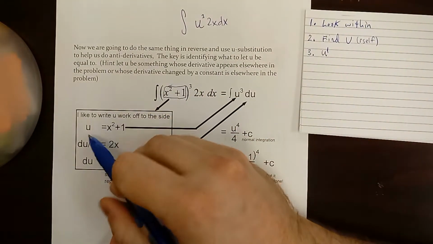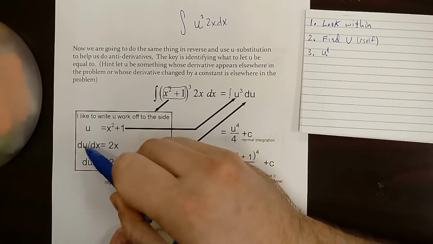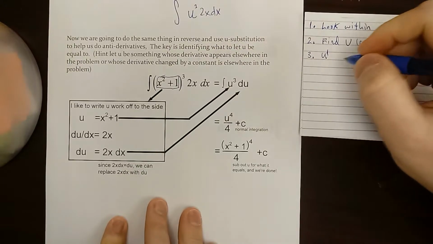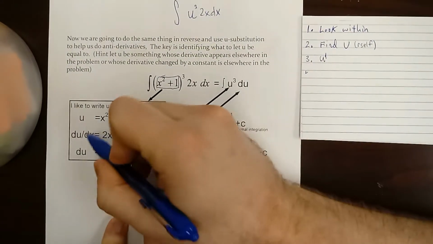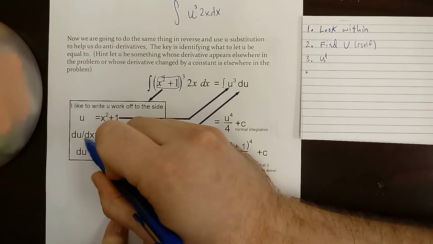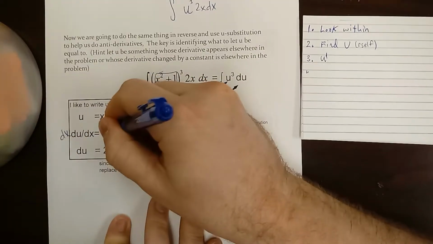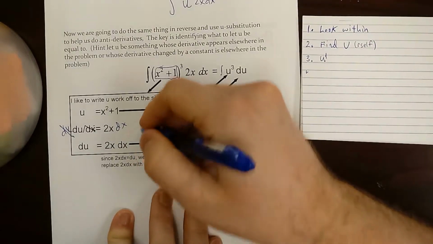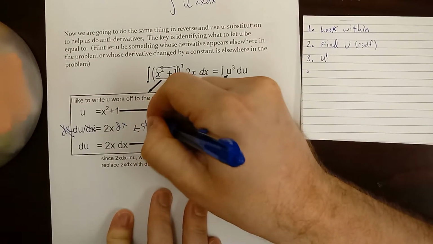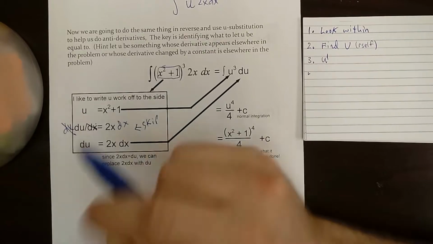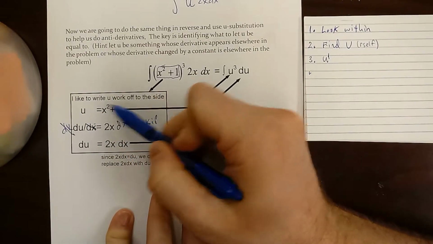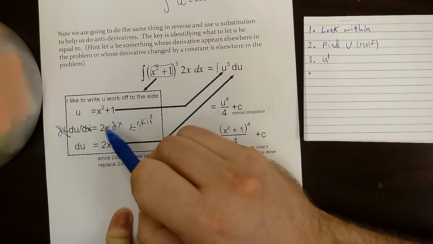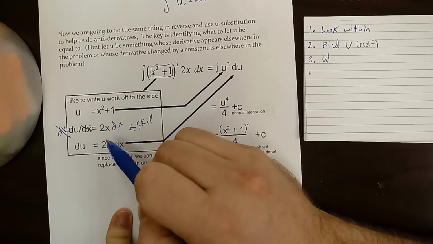If I call this u, and I take the derivative, du dx is equal to 2x. And then we want to solve for du by multiplying both sides by dx. So the dx's cancel over here. We almost always skip writing this step. We almost always will just go u is equal to x squared plus 1, du is equal to 2x dx.